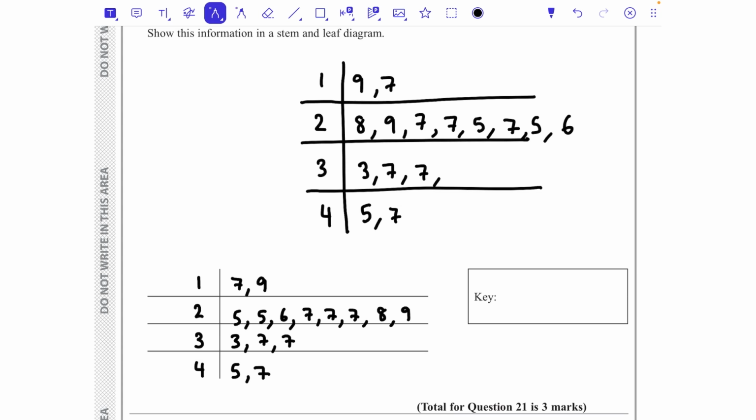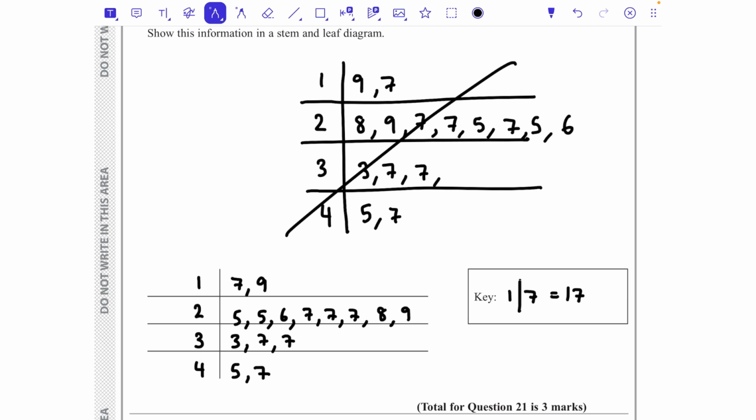And then the key can be any number you like. It doesn't even need to be a number that's there, but you just need to explain to someone how we read a stem and leaf diagram. So I'm going to put 1 line 7 equals 17. You don't need to put units, but if you do put units, they need to be correct. All I will say is that, and then I put a cross through that, so I make really clear to the examiner that that is my answer.